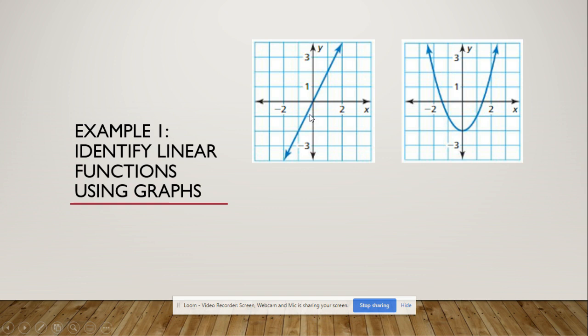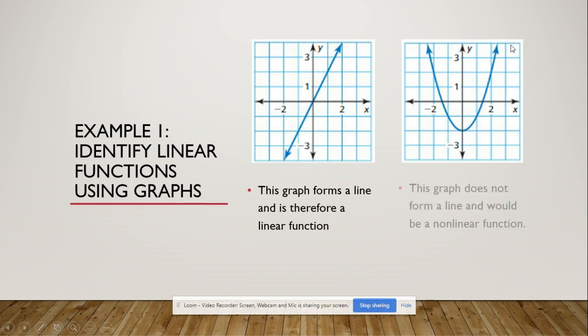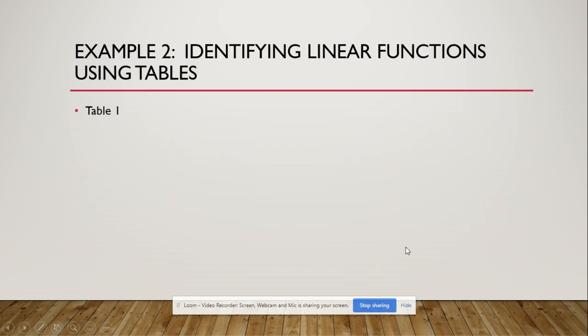Right here, it forms a line. This graph is a linear function. This one does not form a line. It is not a linear function, so nonlinear. All right, identifying linear functions using tables. Now with graphs, you can see that's kind of easy.